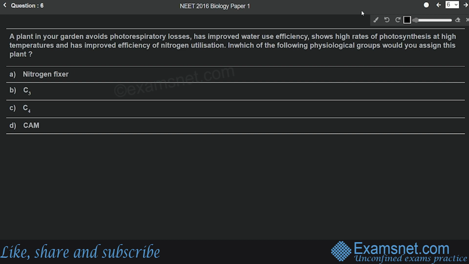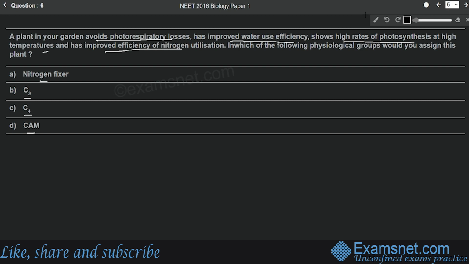Now question number 6 is from the chapter photosynthesis, and the question is, a plant in your garden avoids photorespiratory losses, has improved water use efficiency, shows high rates of photosynthesis at high temperatures, and has improved efficiency of nitrogen utilization. In which of the following physiological groups would you assign this plant? Options are nitrogen fixer, C3 plants, C4 plants, and CAM plants. So here some of the characteristics of a plant are mentioned, and we have to identify the type of plant.